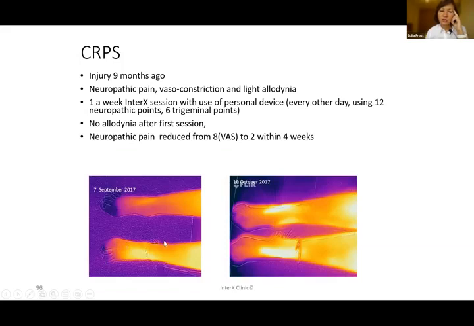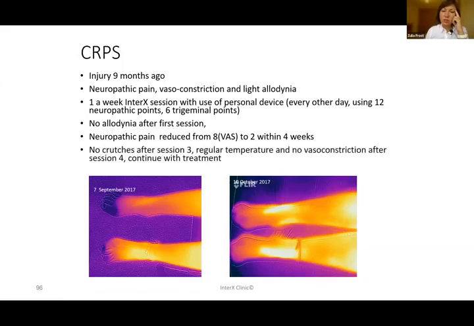So I treated her, first treatment, again, parasympathetic points, not the foot. And spine, we used 6 trigeminal points, yes. So no allodynia after the first session. She was really pleased. And after the first session, she came with no crutches.